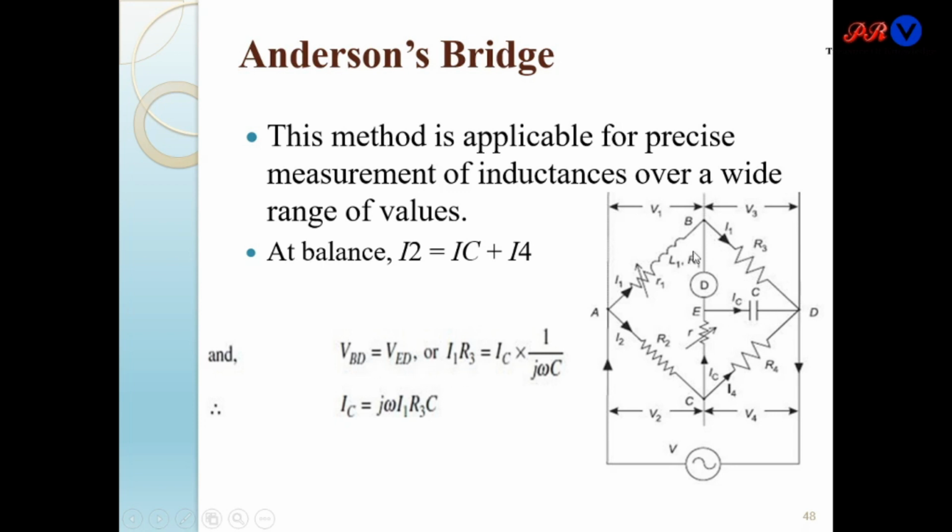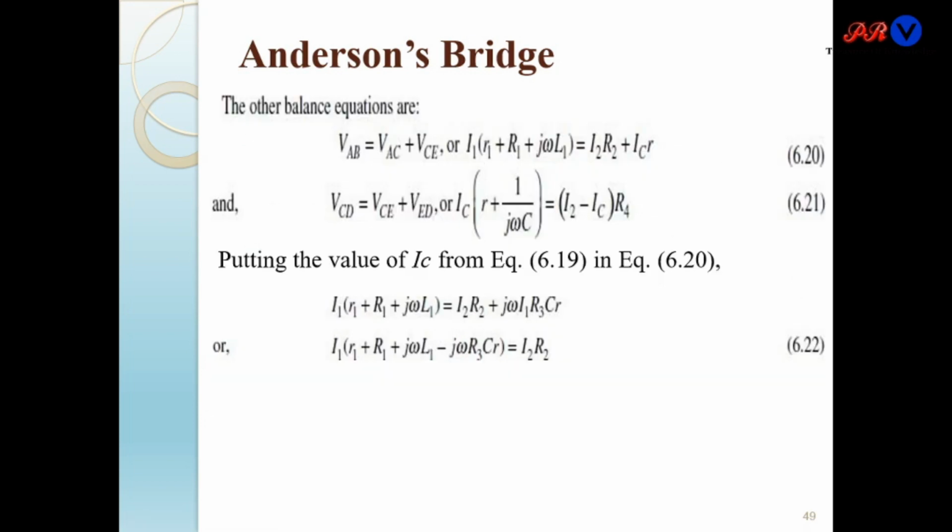VBD is I1 R3, because I1 current goes through R3, is equal to IC current going through this capacitance. The reactance of capacitance is 1 by j omega C. From this equation we will get the value of IC, which is equal to j omega I1 R3 C. This value is used in further equations.